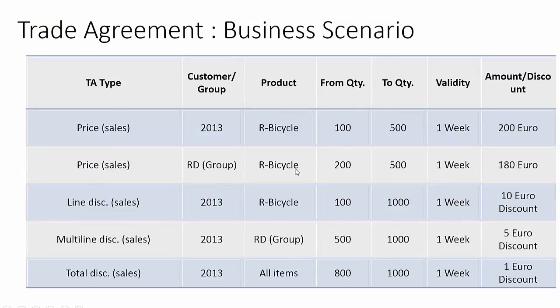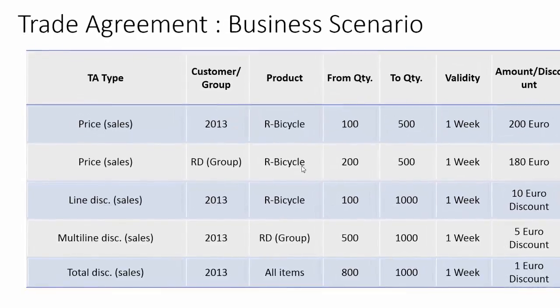As a next step, we will create a new customer price group, that is road bicycle RD, and we will set up the price of 180 euro, again with a validity of 1 week, and the quantity ranging from 200 pieces to 500 pieces.